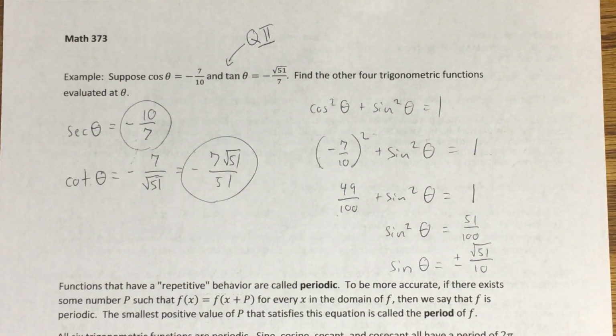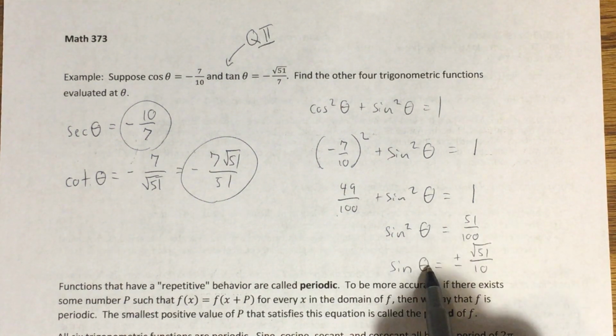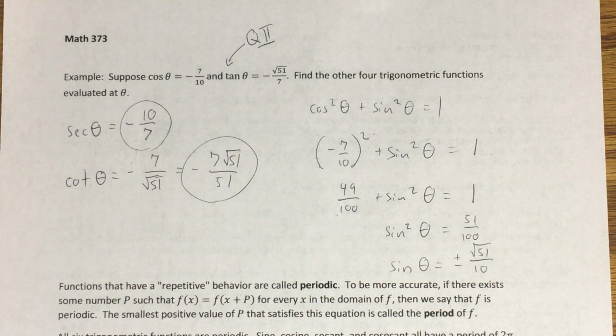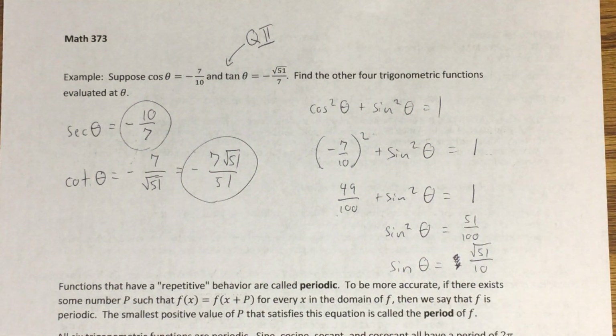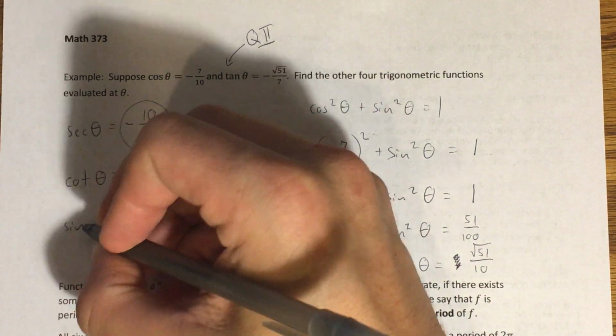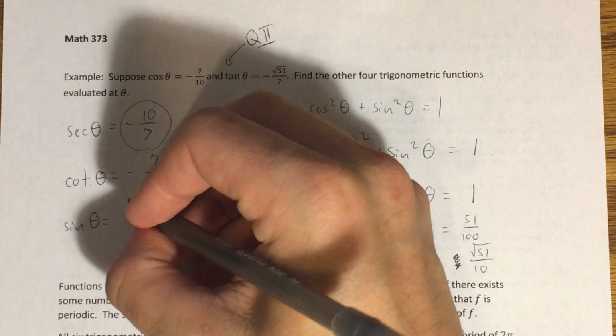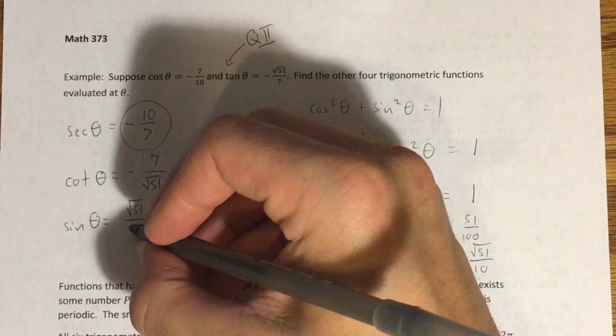I know that in quadrant 2, the sine function is always positive. So if this theta is the same theta that we're talking about up here, which it is, then I must be talking about the positive solution to this. So that means sine of theta is equal to positive root 51 over 10.